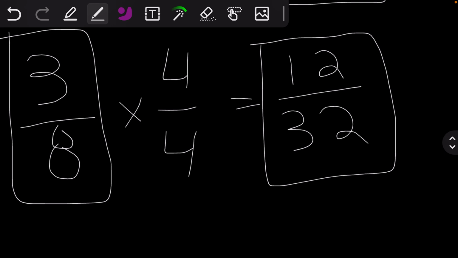And what does that mean? Just for the one time: equivalent fractions, 3 over 8 and 12 over 32, take up the same amount of space, but they use different numbers.